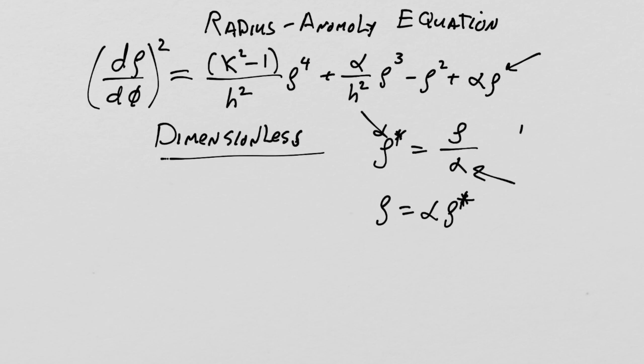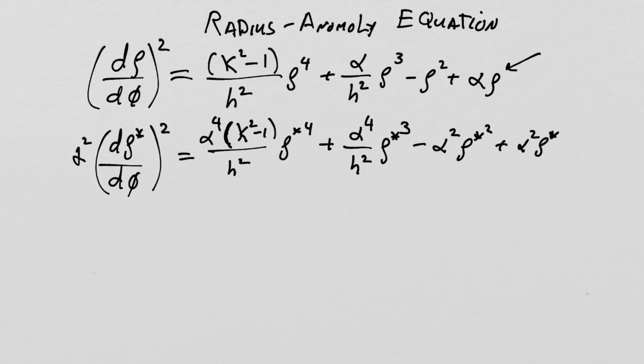Seems trivial, but it's an important thing to do. Okay, and here it is with that substitution. This substitution pulls an alpha squared, which is just a constant, right out of the derivative, but it's squared. Here, this rho to the fourth brings me an alpha to the fourth, and alpha to the fourth appears here. This one gets an alpha squared, this one gets an alpha squared.